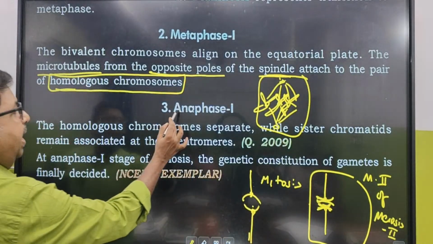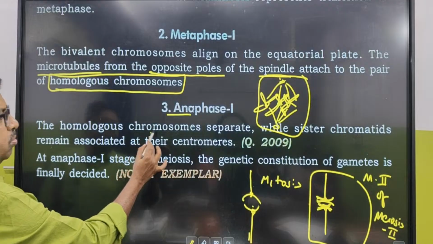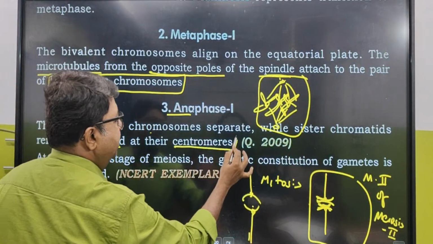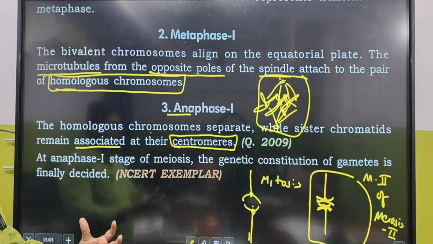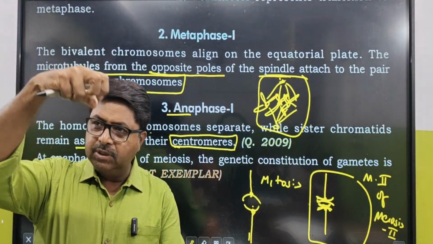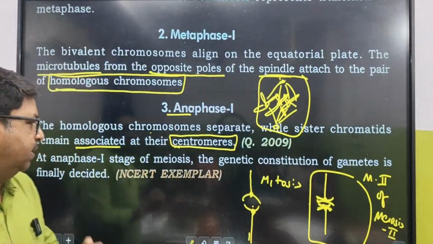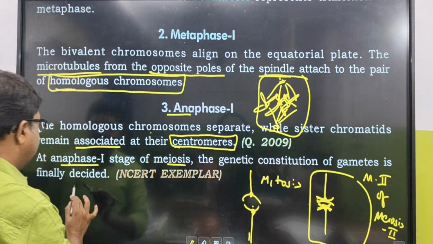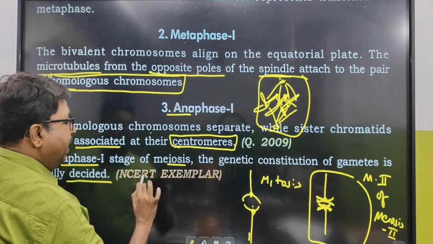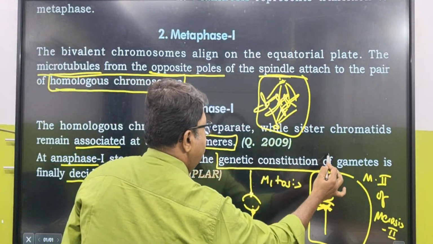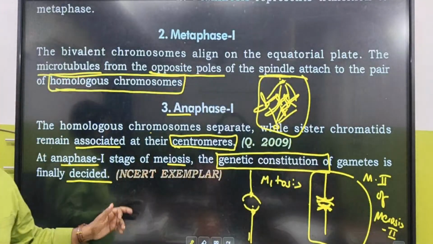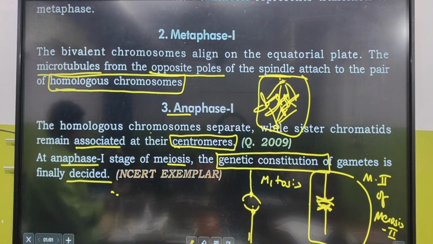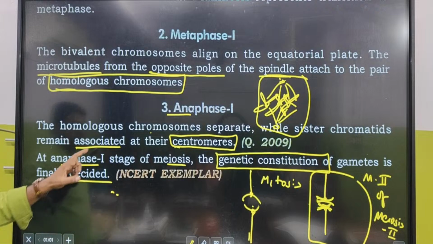Anaphase 1, the homologous chromosomes separate while sister chromatids remain associated at the centromeres. What happens in anaphase? It's going to pull to both the poles. Now, at anaphase 1 stage of meiosis, the genetic constitution of gametes is finally decided. Coming means coming to which side? Coming towards the pole. And that is called anaphase.